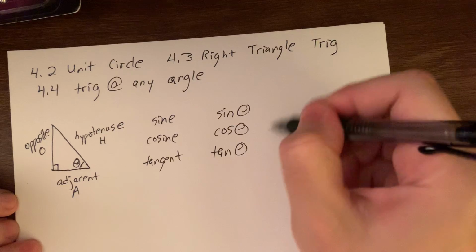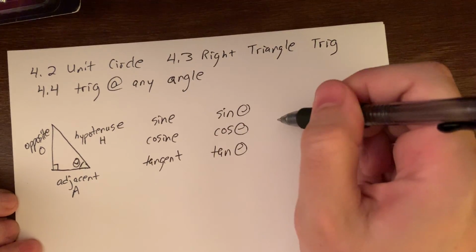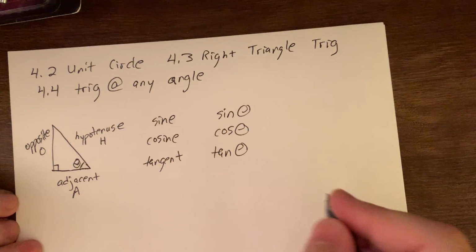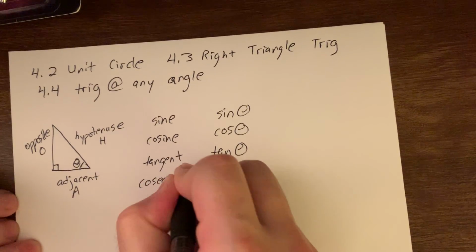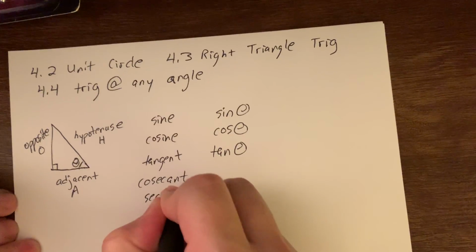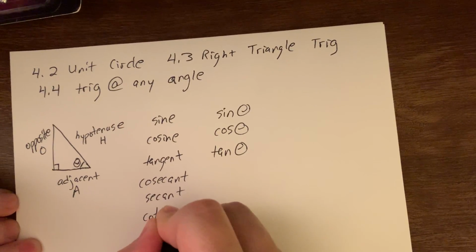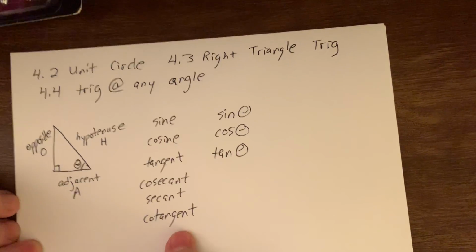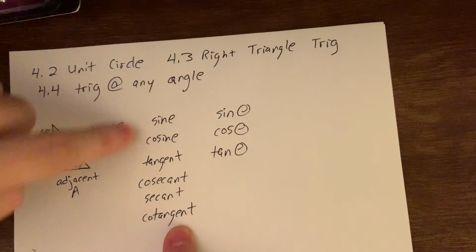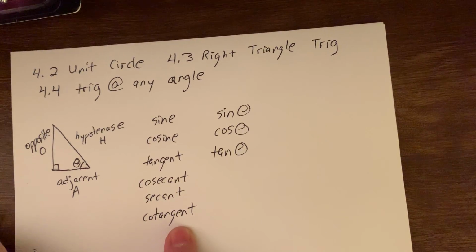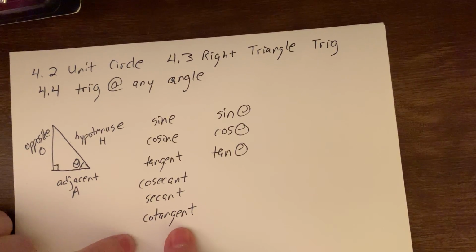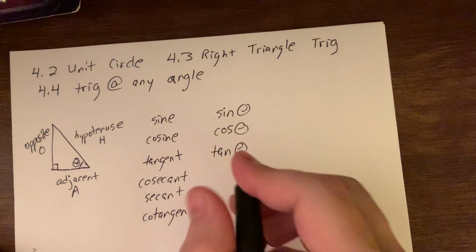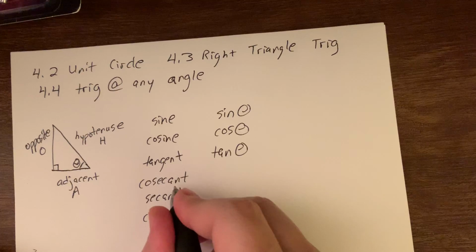So these are our three main trig functions, but there's also three more. There is cosecant, secant, and cotangent. That gives us 6 total trig functions. These are called the reciprocal trig functions. I'll point out why that is in just a moment. But first, just getting the abbreviations.